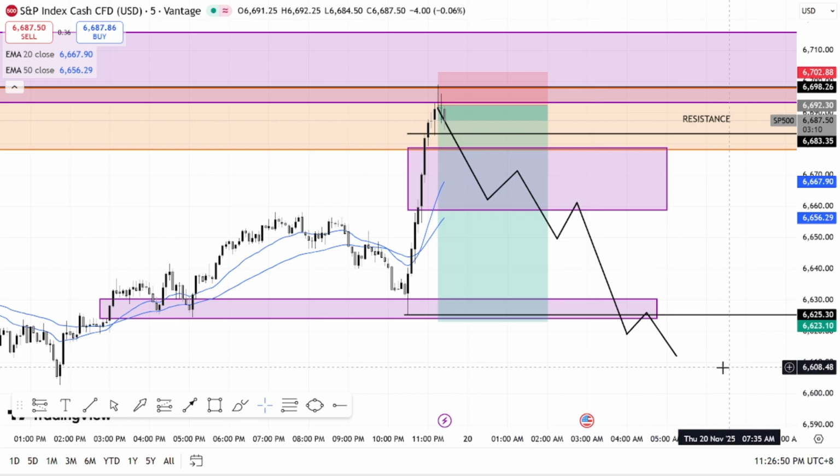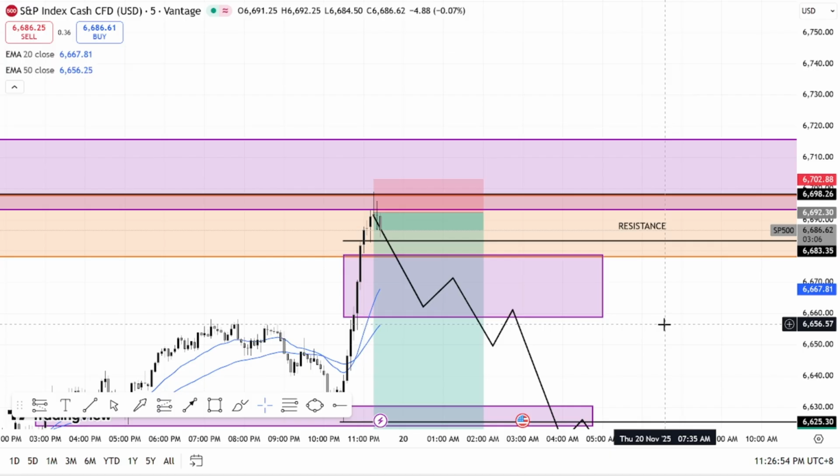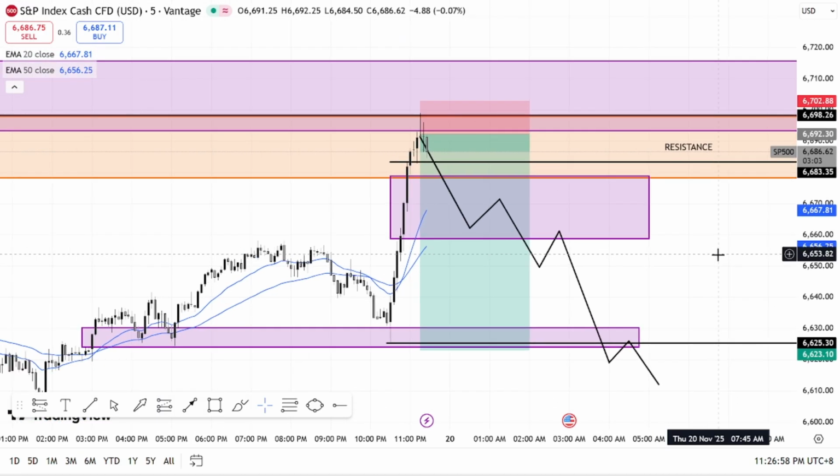This trade might last all the way until like 1 a.m., 2 a.m. I have to wake up at like 6 a.m. tomorrow, but life is life, man. There's no such thing as easy in this.